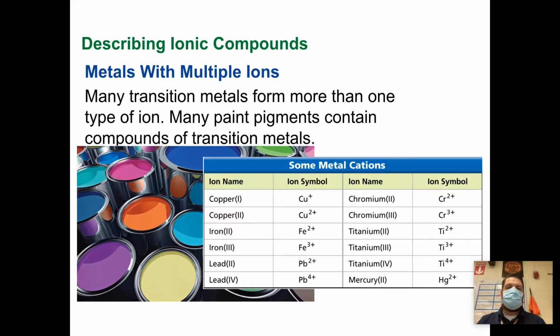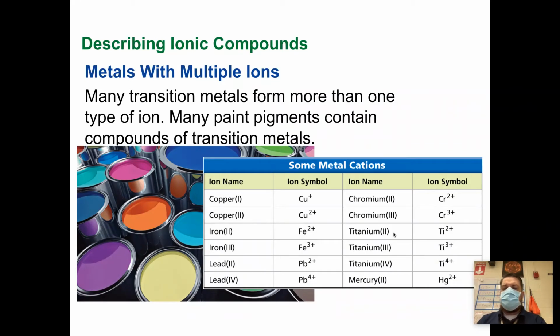So, metals with multiple ions: many transition metals form more than one type of ion. Many paint pigments contain compounds of transition metals. So look at copper. Copper has a +1, a +2. Iron has +2, +3. Now what that means is it has a positive charge of 2 because it gives off, or literally transfers, 2 electrons in this particular case. And in this particular case, it transfers 3 electrons. In other words, it's willing to donate 3 of its valence electrons to an anion. Okay.